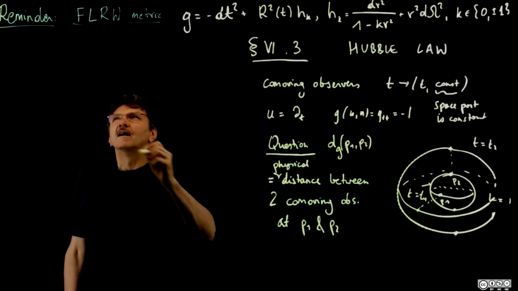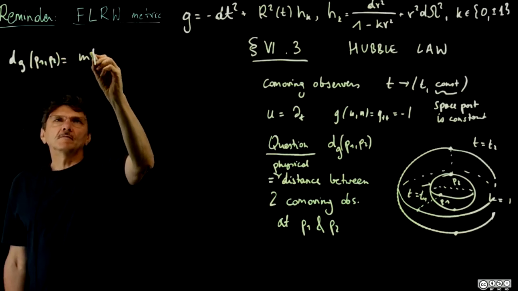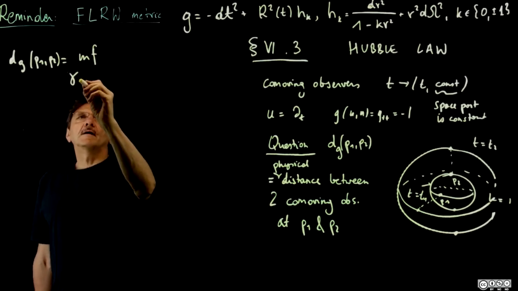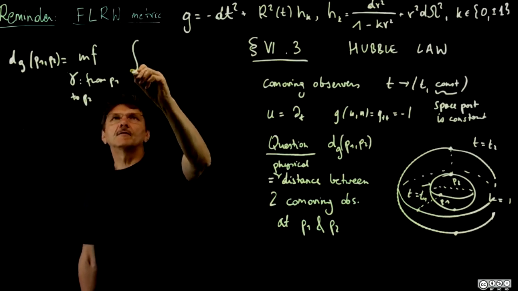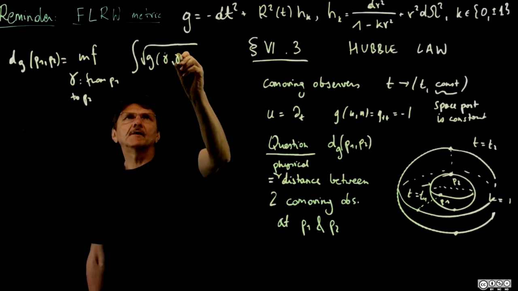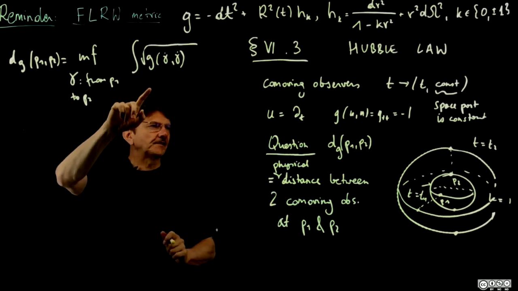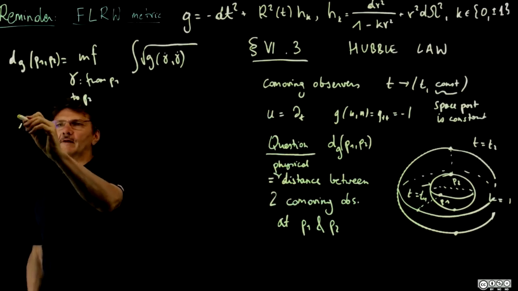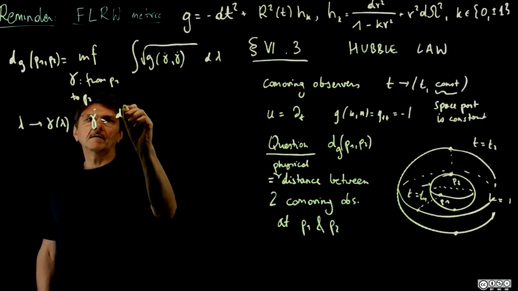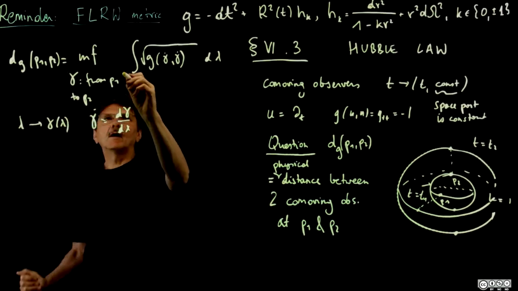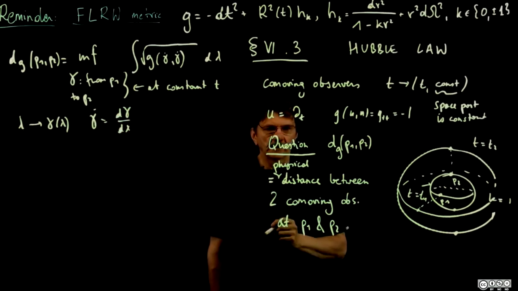So let's try to look at this. So d_g(p1, p2) by definition is going to be the infimum over the curves from p1 to p2 of the integral of the square root of g(gamma dot, gamma dot). So maybe it would not be a good idea to parameterize these curves by t because we'll get confused with the time here. So let's see. So lambda, gamma of lambda is this curve, and gamma dot then will be. Right? So at constant t. So we're interested in a physical space distance, right?